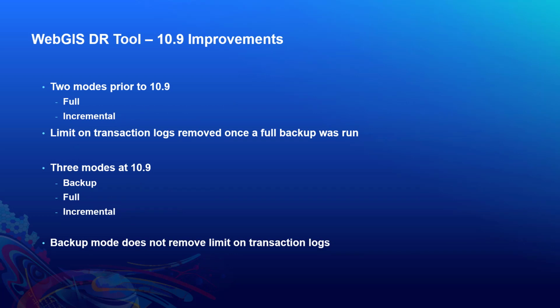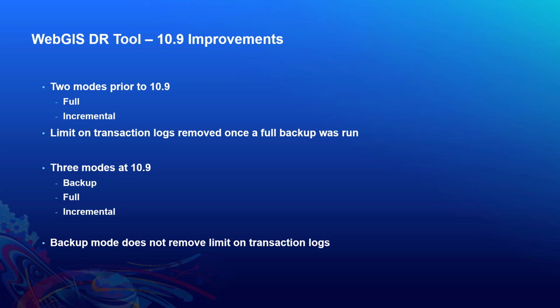Now I want to highlight some changes we made at 10.9 related to the DR tool that caused some issues within Portal. Prior to 10.9, so 10.8.1 and earlier, there were two different modes, a full backup and incremental backup. We'll talk more about those when we talk about geographic redundancy. But when you run a full backup, there was a limit on transaction logs that was removed. If you didn't run another full backup for a while, those transaction logs could fill up your hard drive. The only solution was to run the DR tool again.